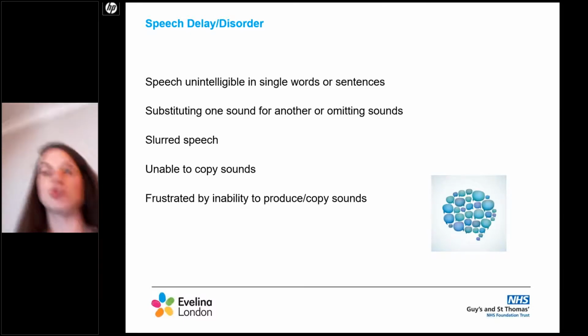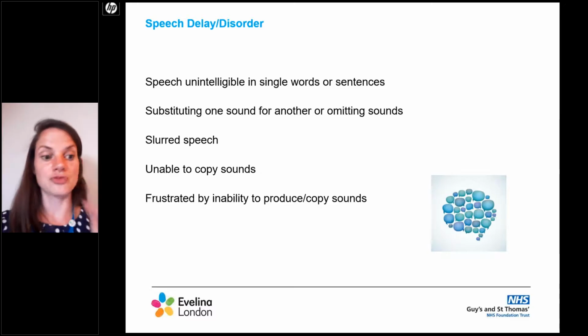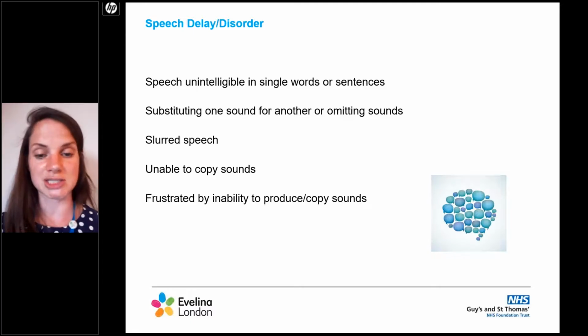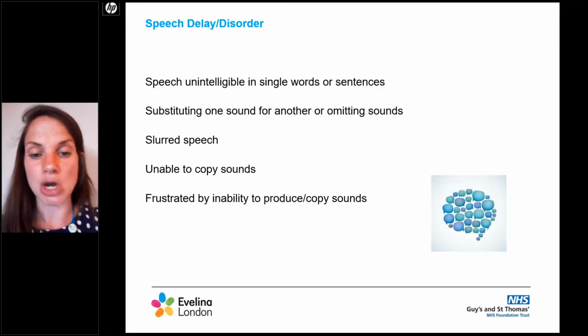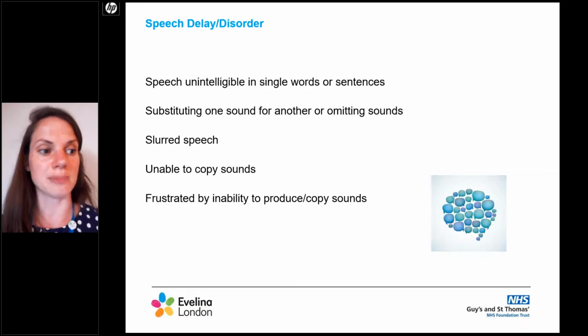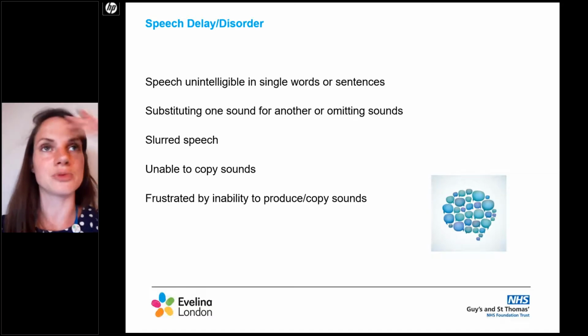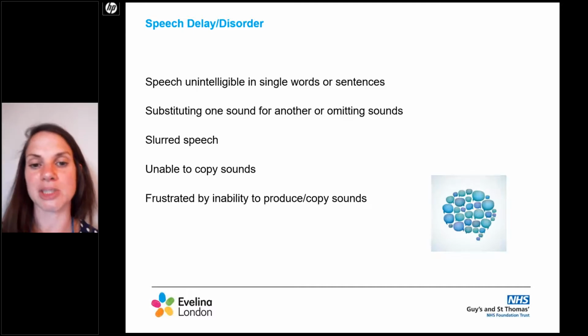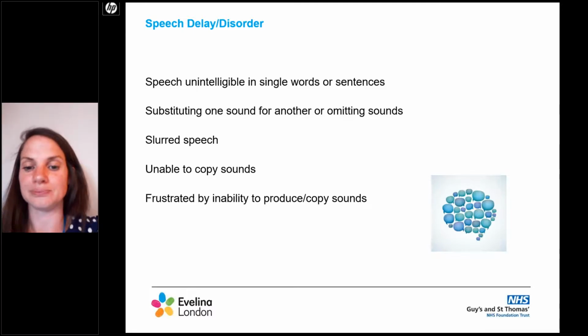We might find that children are substituting one sound for another sound. So for example, a really common one is that children will replace the k sound with a t sound. So rather than saying cat, they might say tat, or rather than saying car, they might say tar, or they might omit sounds altogether. So an example of that with the same examples would be 'ar' for car and 'at' for cat. So some children just miss out sounds altogether.